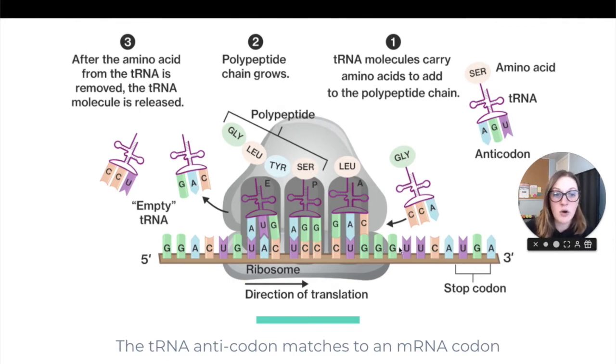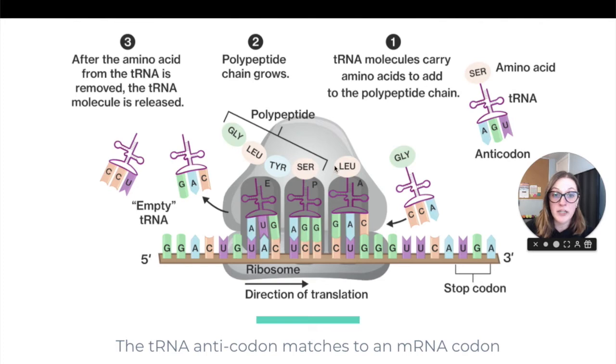So our next mRNA codon that's going to be read by our ribosome is GGU, which therefore codes for CCA as the anticodon, and GGU codes for glycine. So tRNA carries its amino acid to the ribosome and it will drop off its amino acid.